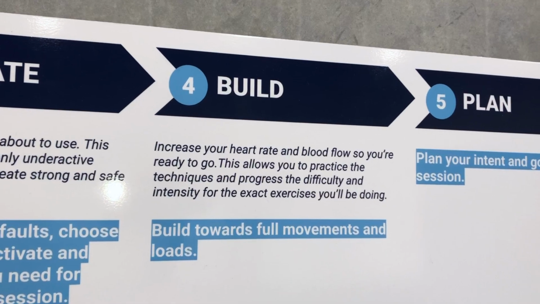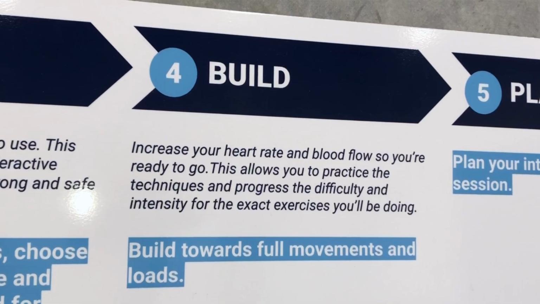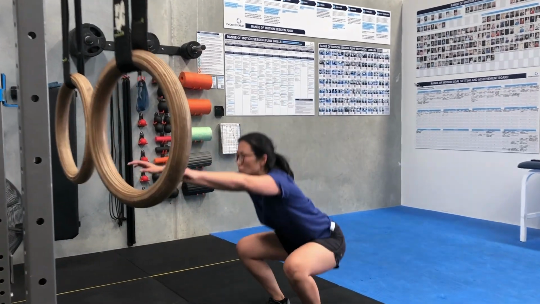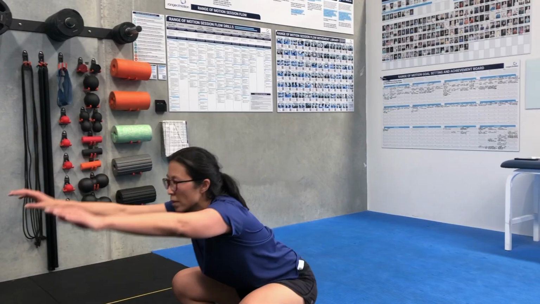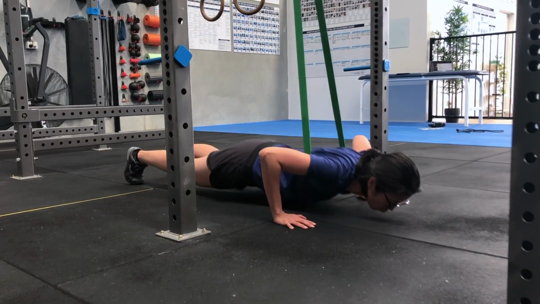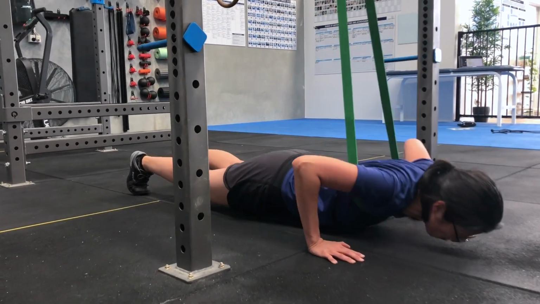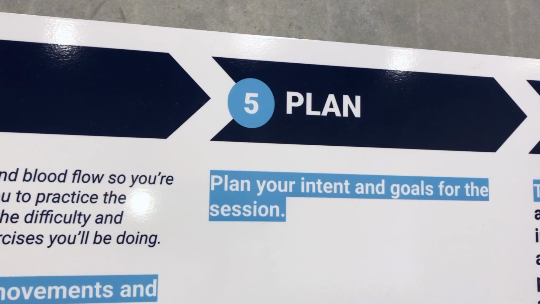So we can move on to step 4, which is build. This is where you start completing the actual exercises you'll be doing for that session, like your front squats or your push-ups. For weighted movements, you can start with a very light weight and gradually build up until you're at the weight that you'll be doing for that session. For any of the bodyweight movements that you might be doing, you should just do enough reps to feel like you're ready to start.